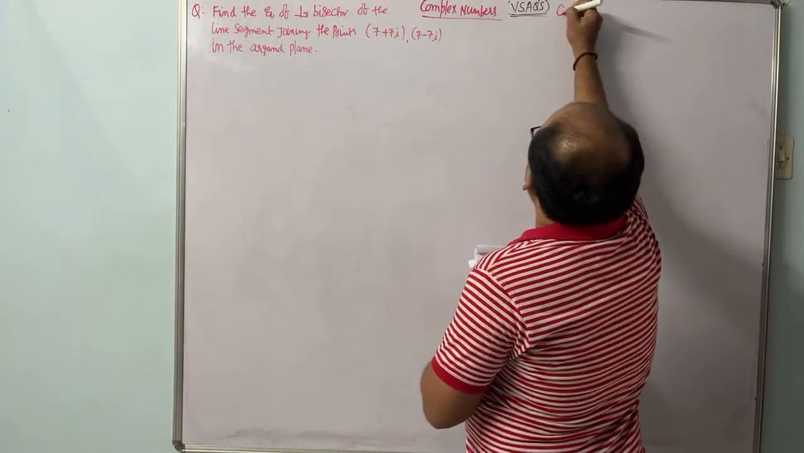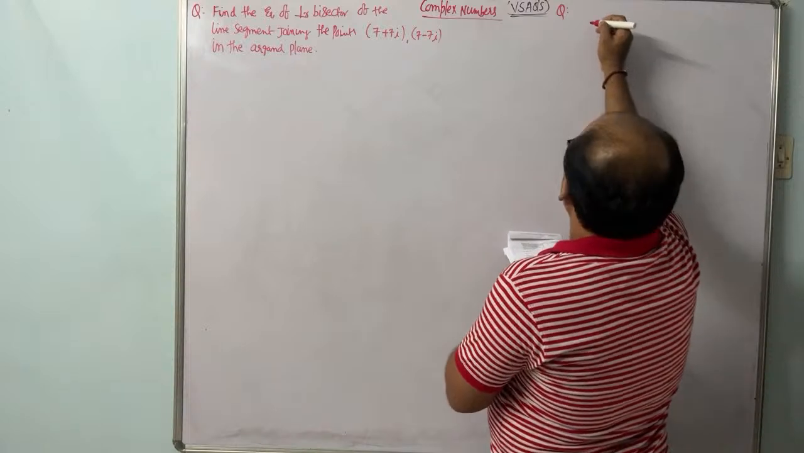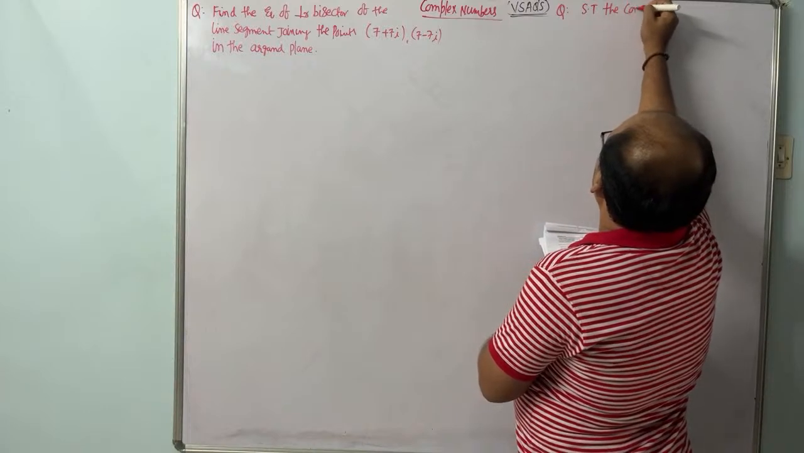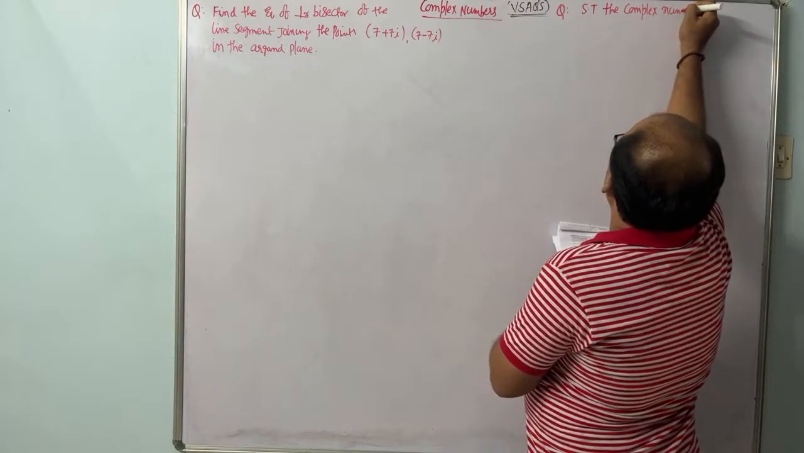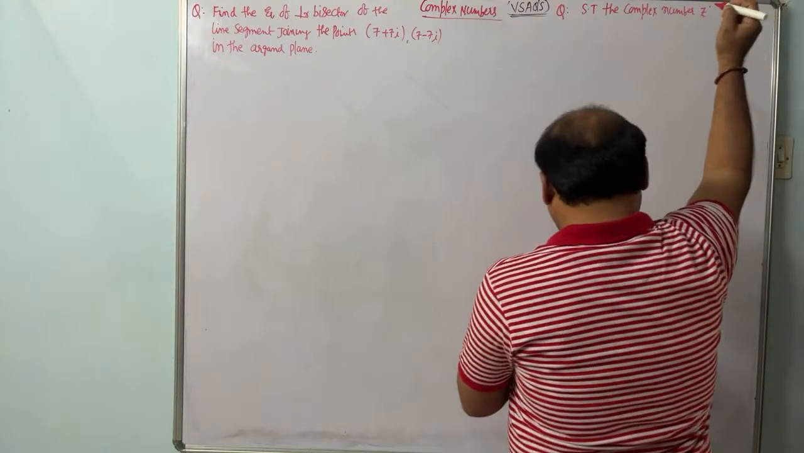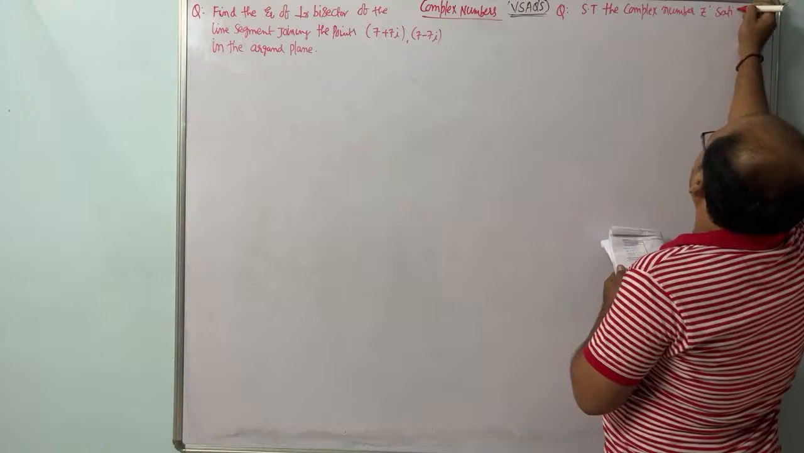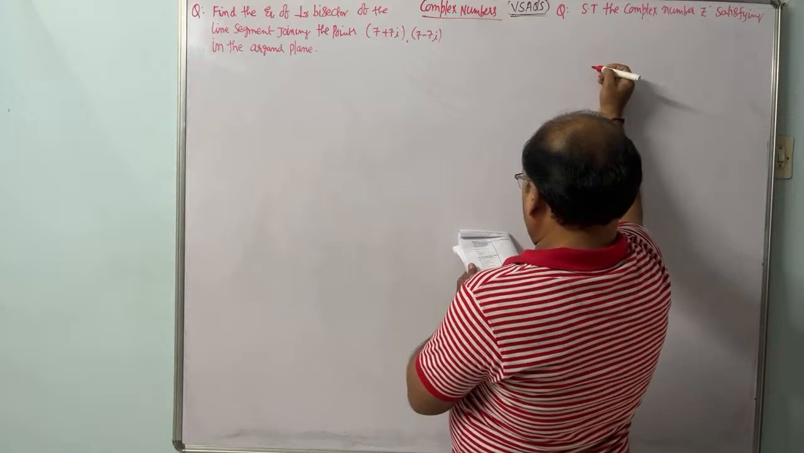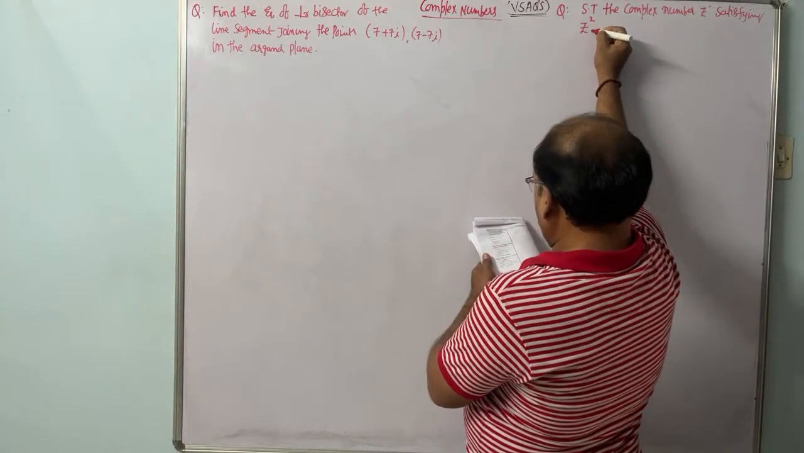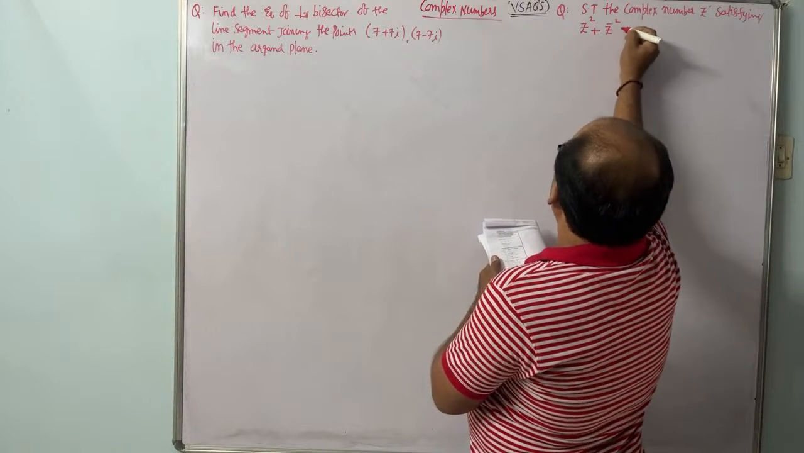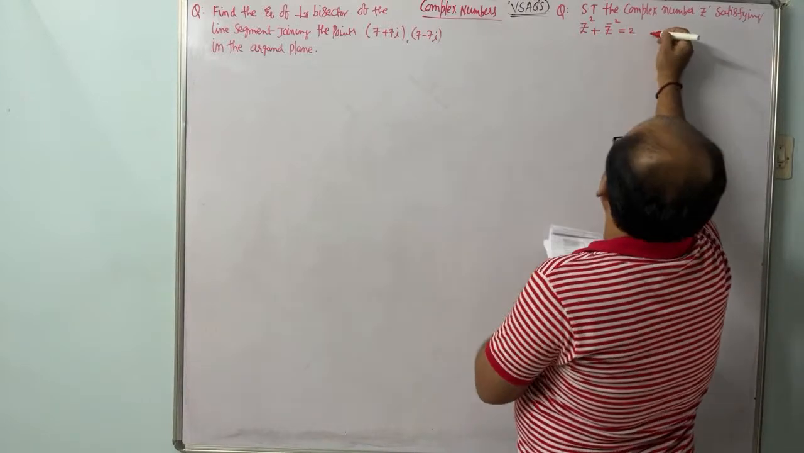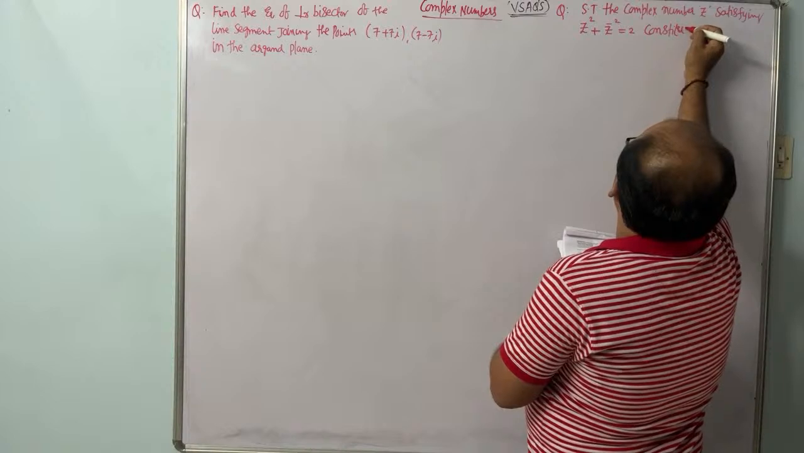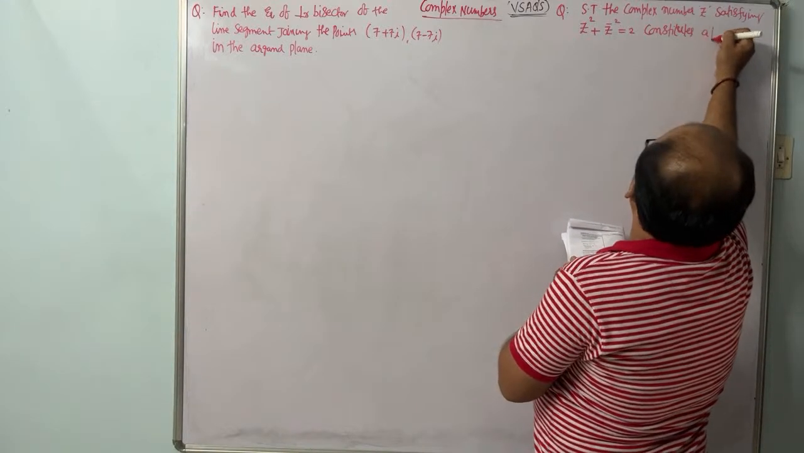So next question here. Show that the complex number Z satisfying Z square plus Z bar square is equal to 2 constitutes a hyperbola.